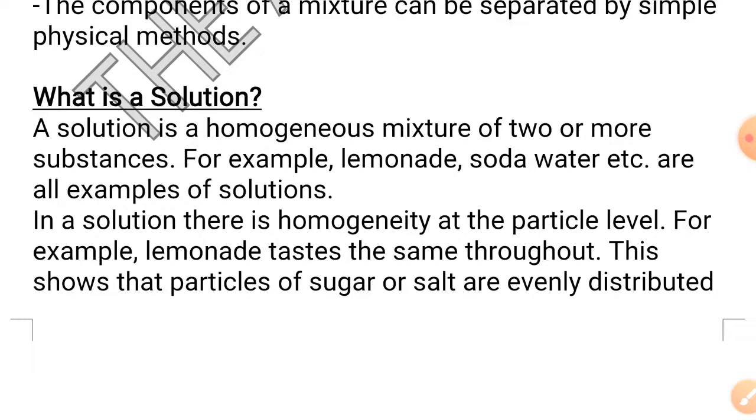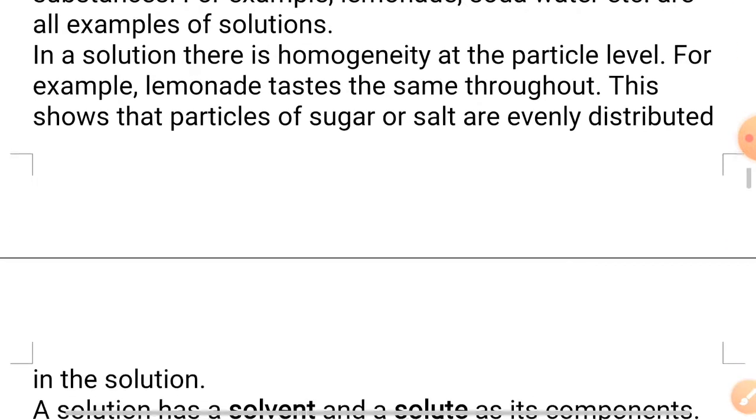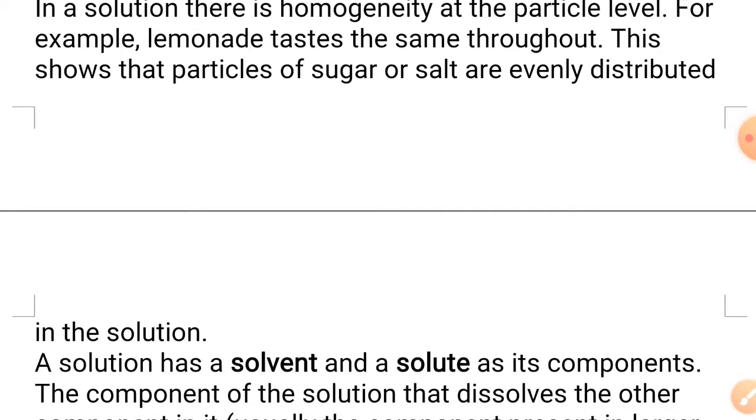Let's take an example. We are talking about lemonade. Say you have prepared a lemonade and you have put water, some lemon, salt and sugar in it. When your lemonade is prepared, the sugar, salt and every component of it will be evenly distributed and will have the same taste whether you take the first sip or the last. This shows that particles of sugar or salt are evenly distributed in the solution.